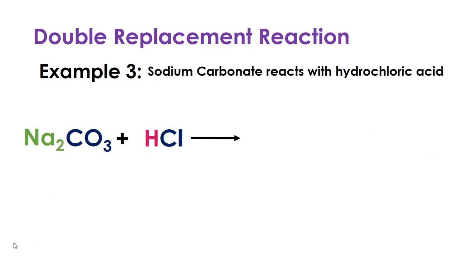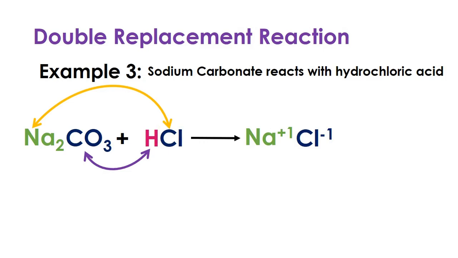Let's take a look at our last example. Sodium carbonate is going to react with hydrochloric acid. So we know sodium carbonate is written Na2CO3, and because we have hydrochloric acid, it's going to be HCl. In a double replacement reaction, the cation is going to bond with our anion over here. So we're going to have sodium and chlorine bond with one another, and our hydrogen and our carbonate.